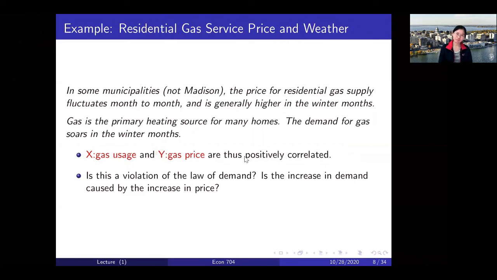Well, you might think maybe not necessarily, because in the winter, people's need for gas is higher, regardless of price. So how do we dissect these complications and actually identify the law of demand from these complications? That will require us to introduce more variables than just the main variables that we are interested in. So these are the reasons that we might want to involve more than 2 random variables and want to study more than correlations.